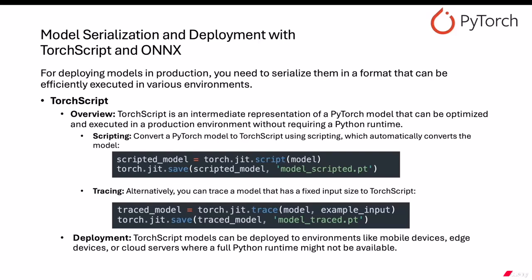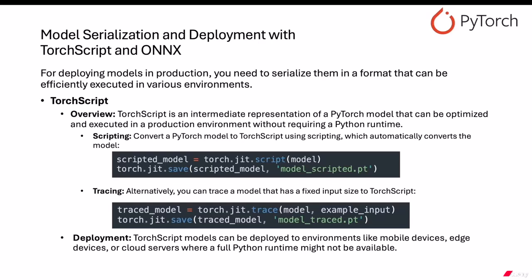Scripting. Convert a PyTorch model to TorchScript using scripting, which automatically converts the model. Scripted model equals torch.jit.script, passing the model, and torch.jit.save, saying scripted model and 'model_scripted.pt'.